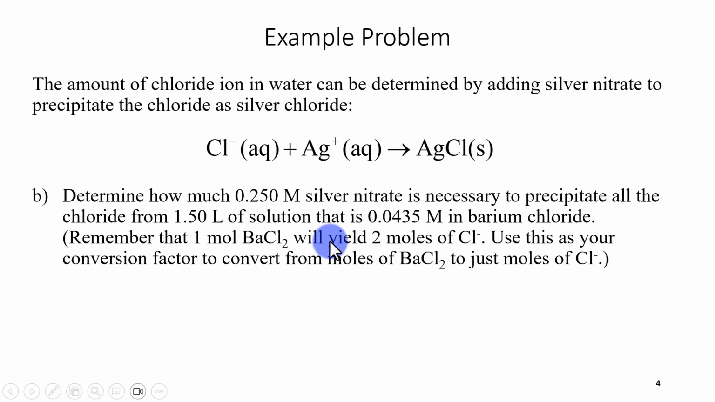The only thing here is that in part A, we would have used 0.0435 moles per liter and then multiplied by this volume. Well, here you will have to use twice as much because 1 mole of barium chloride yields 2 moles of Cl minus. So don't forget to account for that when you figure out the total moles of chloride minus in the 1.5 liter solution. You have to take into account that you have twice as much chloride minus ions as you do barium chloride.